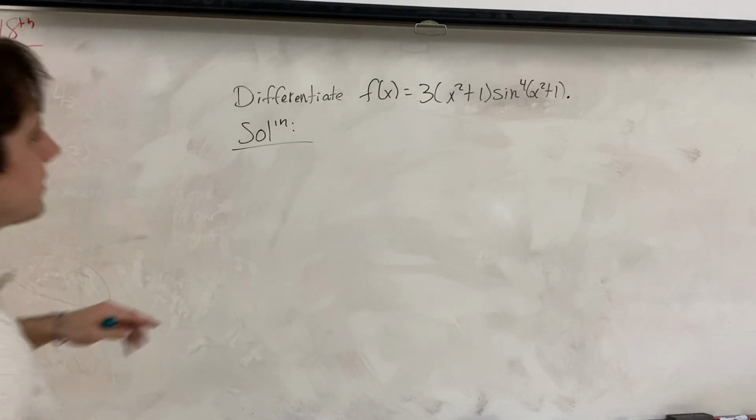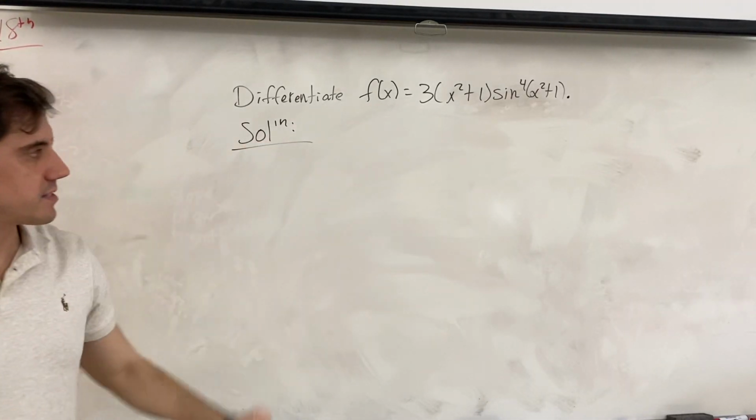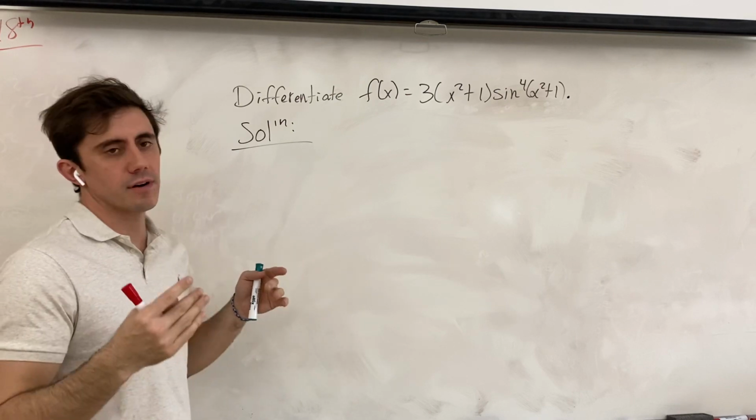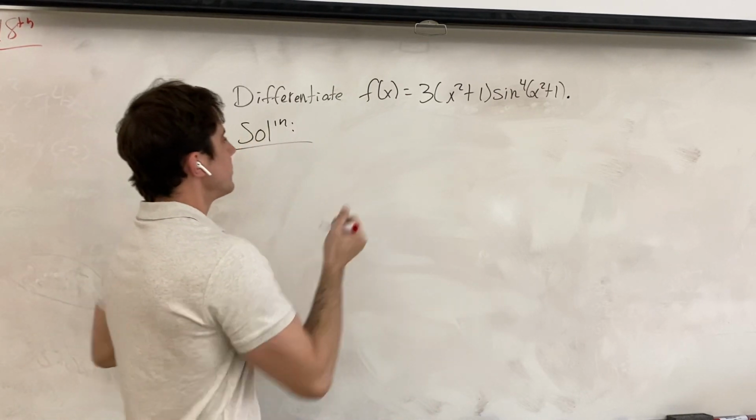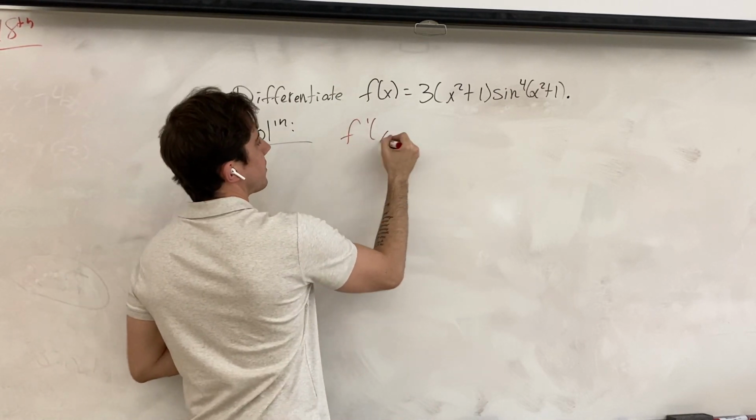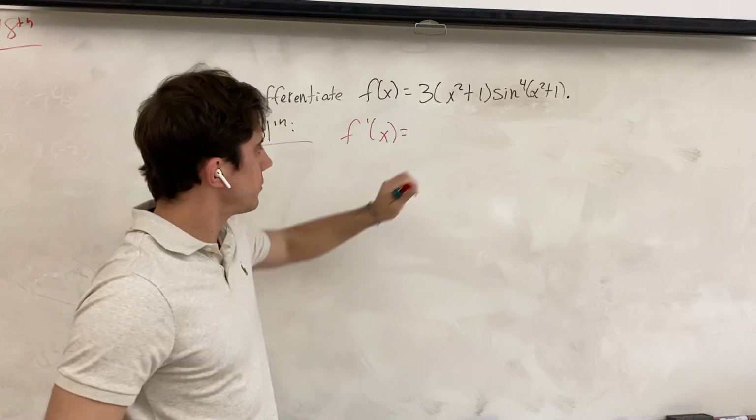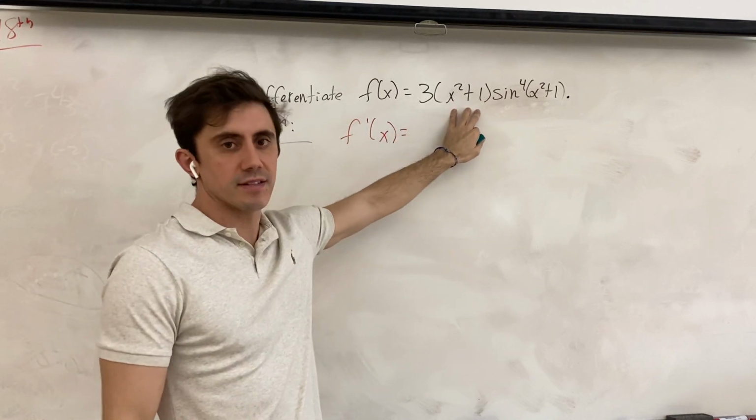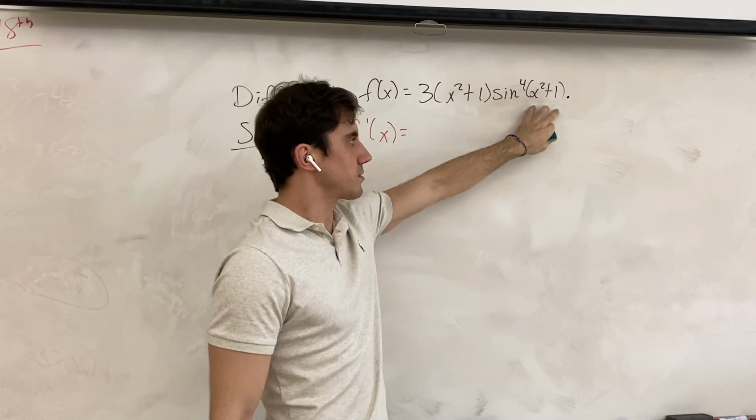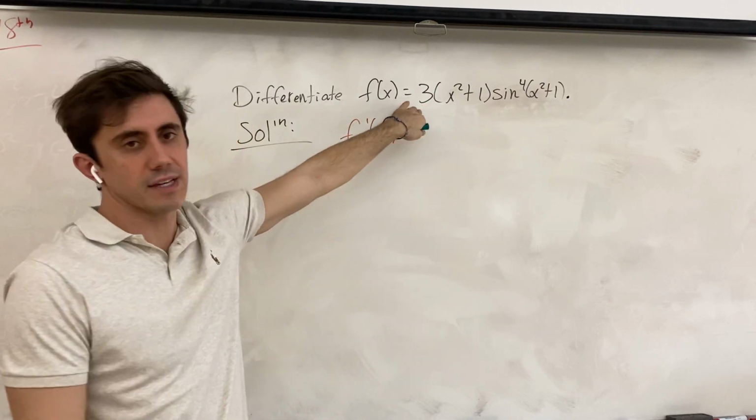Good afternoon, everyone. Today we're going to differentiate the function f of x equals 3 times (x squared plus 1) times sine to the power 4 of (x squared plus 1). So we're going to look for f prime of x, applying the product rule with x squared plus 1 as f of x and sine to the 4 of (x squared plus 1) as g of x, right? With a scalar of 3 at the very front.